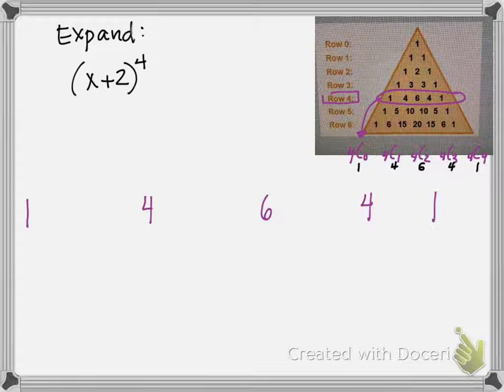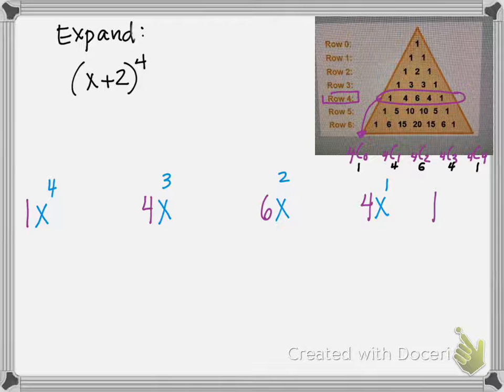Okay, now that we have our coefficients, we're going to start with the very first term here. So that's x. We're going to start with x and raise it to the fourth power. And then you go in descending order. So now this is x to the third, x to the second, x to the first, and then x to the 0 power, which is just 1, so I'm not going to write an x there.